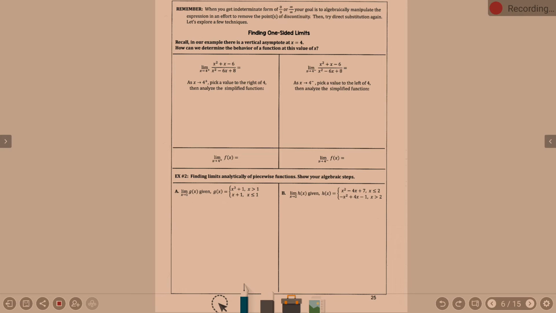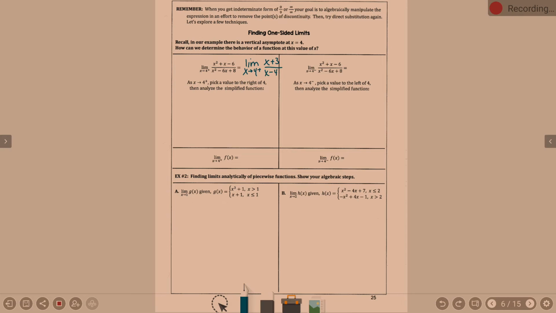And so that's what it's talking about right here: as x approaches 4 from the right, pick a value to the right of 4, and then analyze that simplified function. Now, the simplified function, what was our factored form? It was x plus 3 over x minus 4. There we go. Okay, so now, why are we saying put it into that one? Well, that one's just going to be a whole lot easier to work with. So, if we pick a number to the right of 4, what number do you want to use?